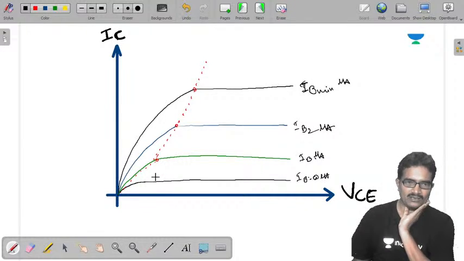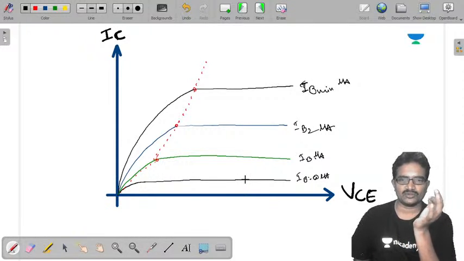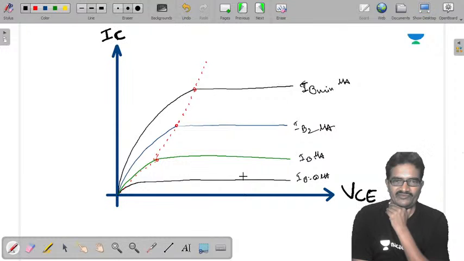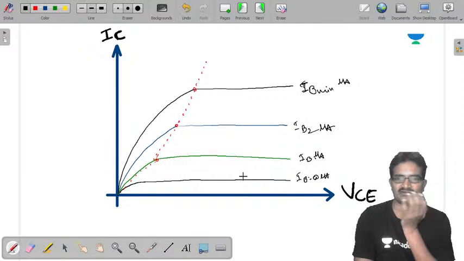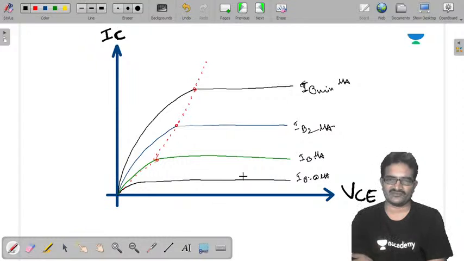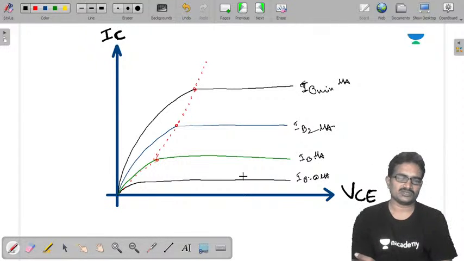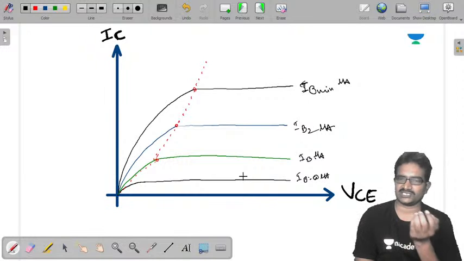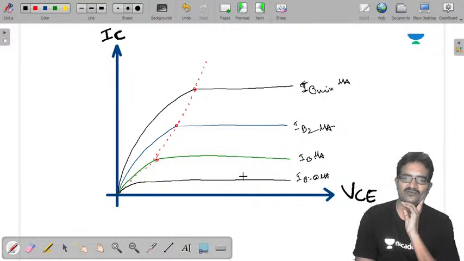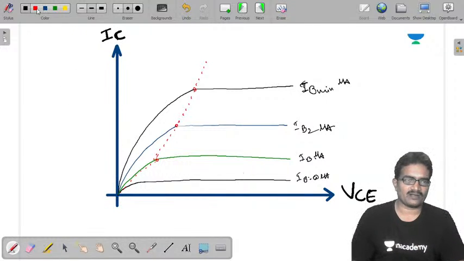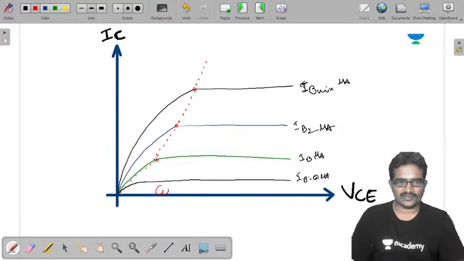See, now IB equals 0 means current through emitter junction is 0, base to emitter is 0. No current is flowing between base and emitter. When a junction is reverse biased, only then no current flows through it. So it can be treated as the emitter junction also in reverse bias. By default VBE is 0, VCE greater than 0, so the collector junction is also reverse bias. Now this is called cutoff region, because both the junctions are reverse bias.